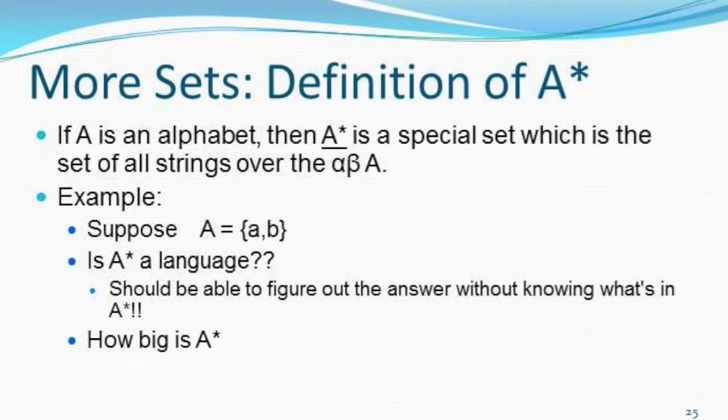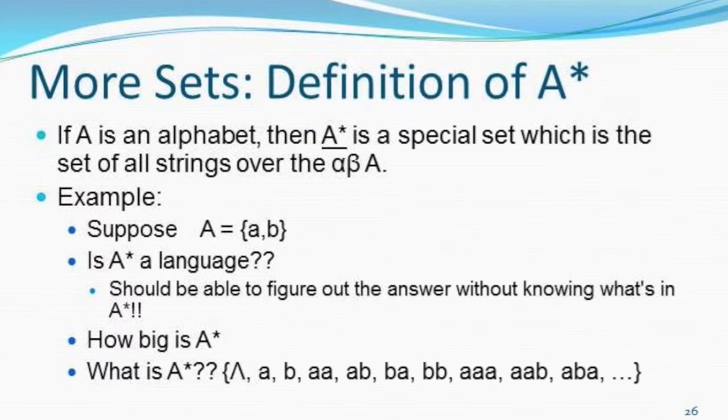How big is A star and what is A star? Well, let's think about what A star is. If we have this alphabet here, there's going to be an infinite number of strings over that alphabet, right? So here's the start of A star. A star always contains lambda because, of course, lambda is a string over any alphabet. And then the way I write out A star is I say, well, let me think, what are the strings of length 1? Well, there's 2 of them.